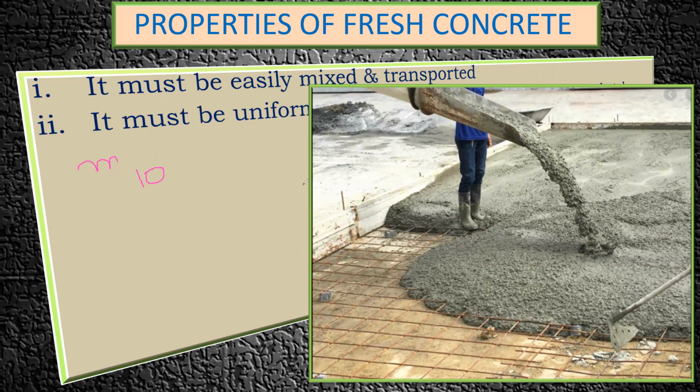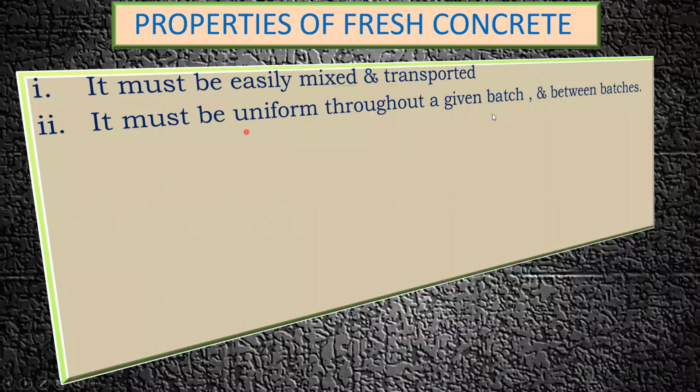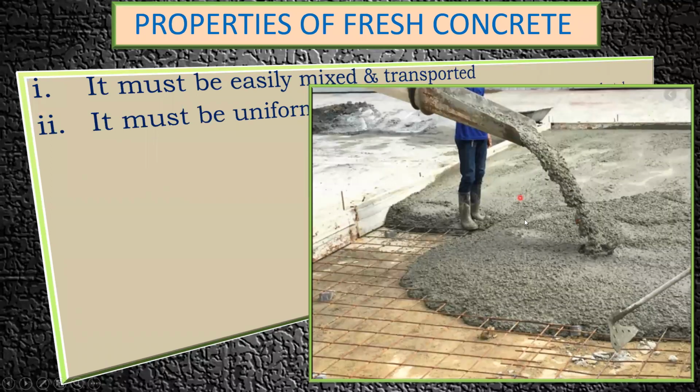And what is the next point? So it should be uniform throughout a given batch and between the batches, right? The color of your cement should be good. I mean, it should be green in color and it should be uniform in nature.